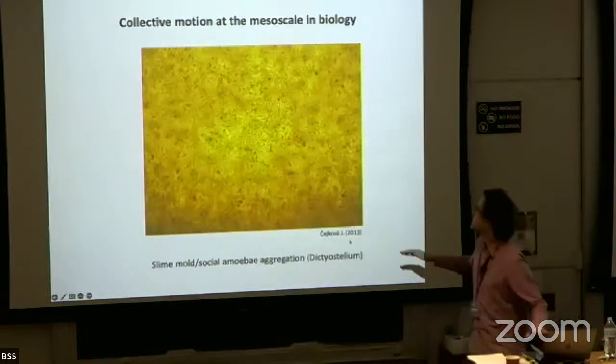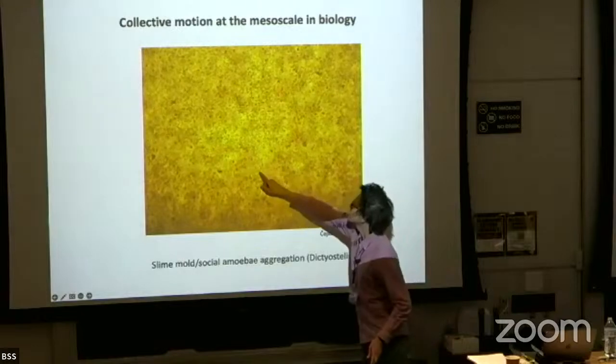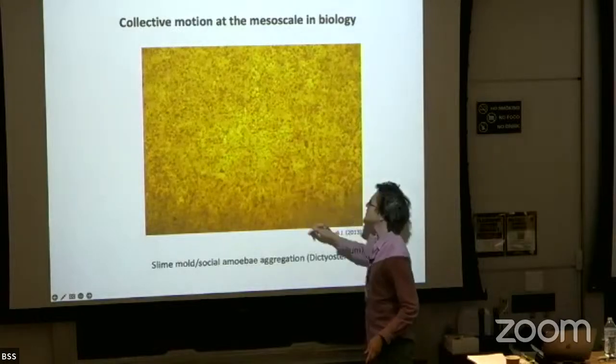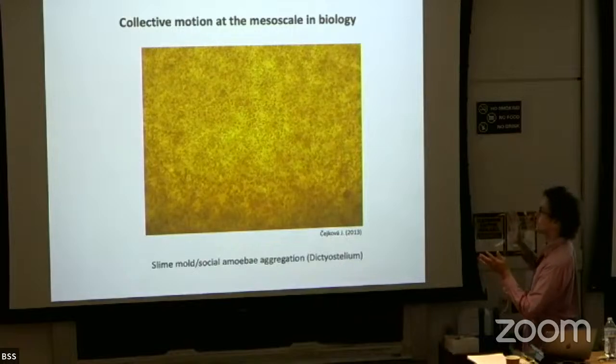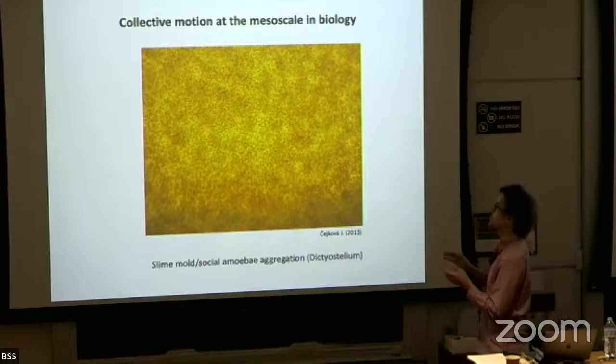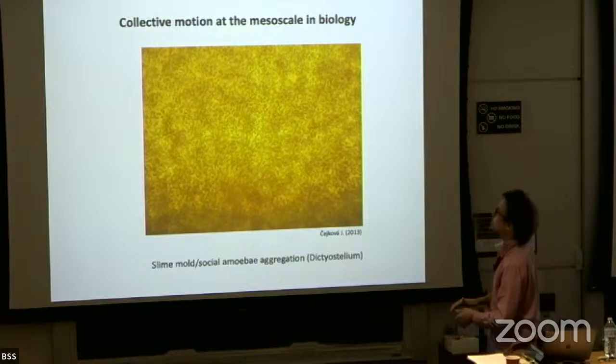So you start here, maybe you see a cell. The cell is a little dot here. You put some conditions which the Dictyostelium doesn't like, which force them to aggregate. For a while, nothing is going to happen.